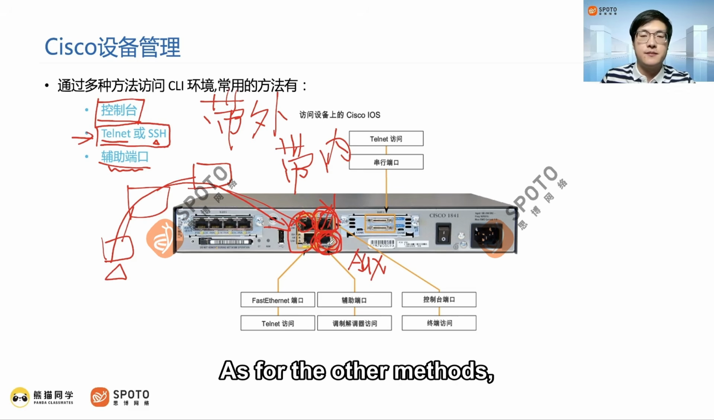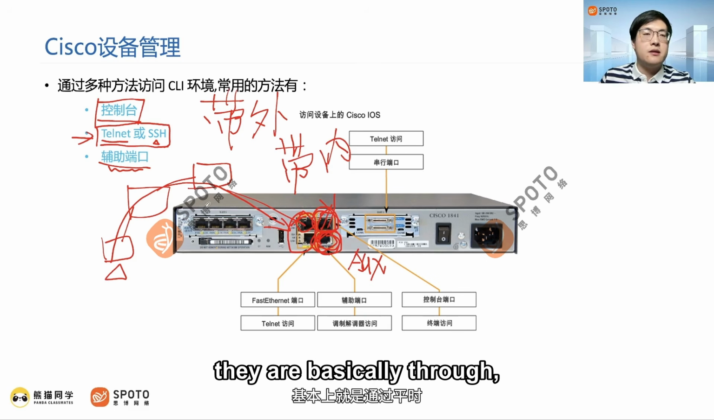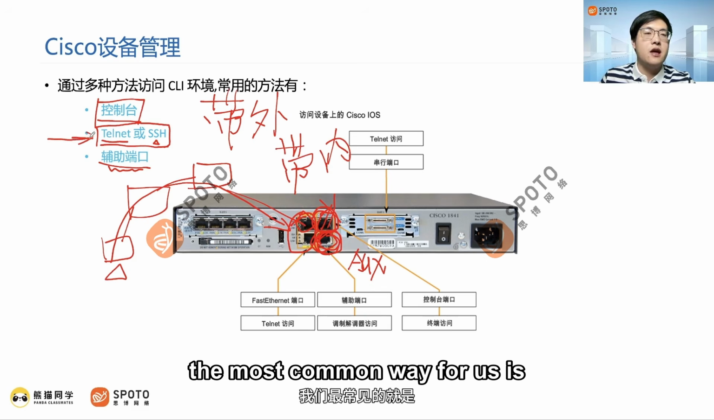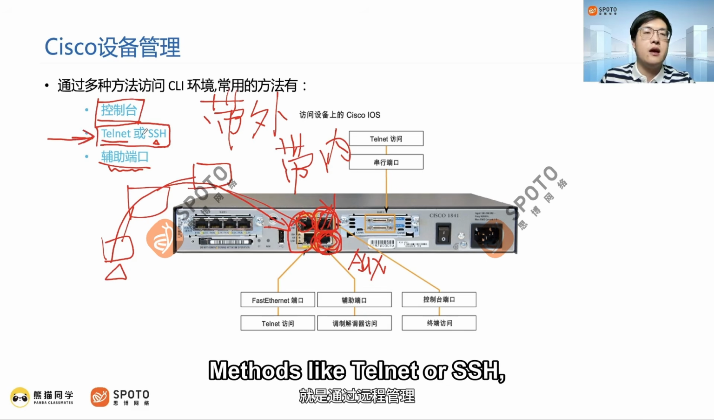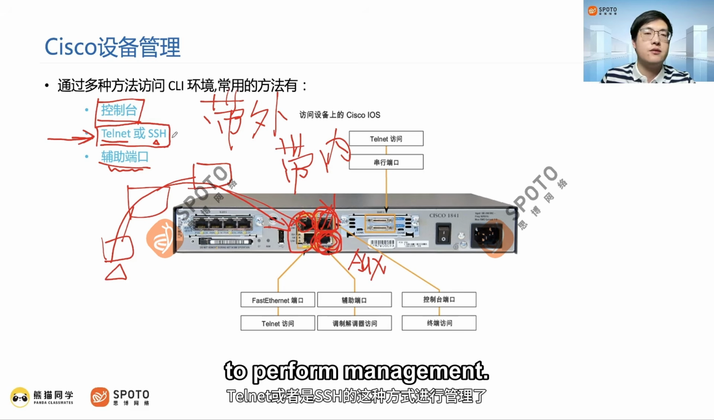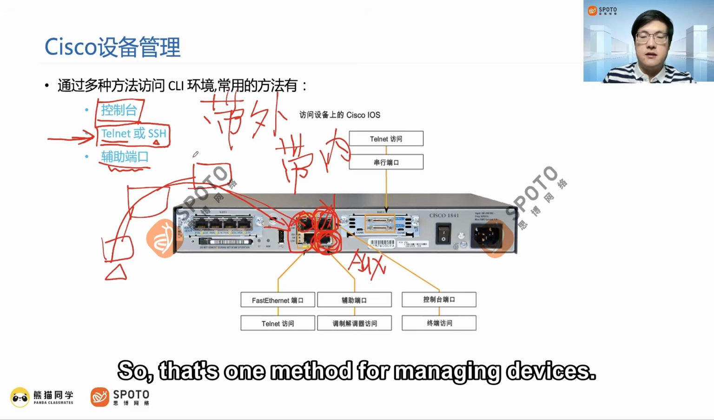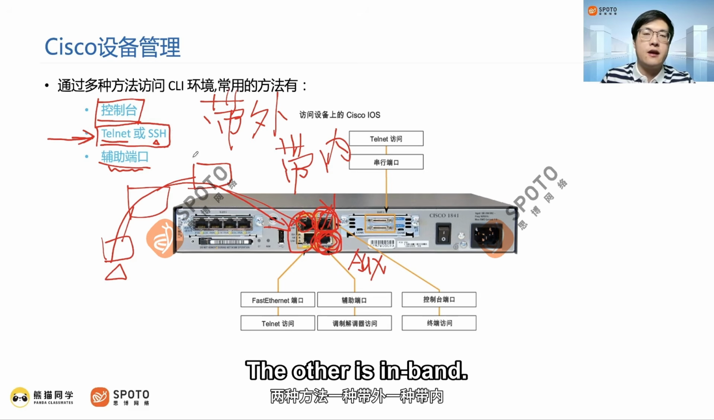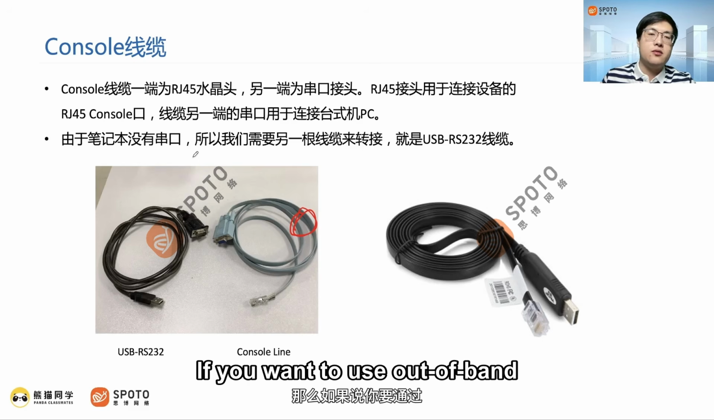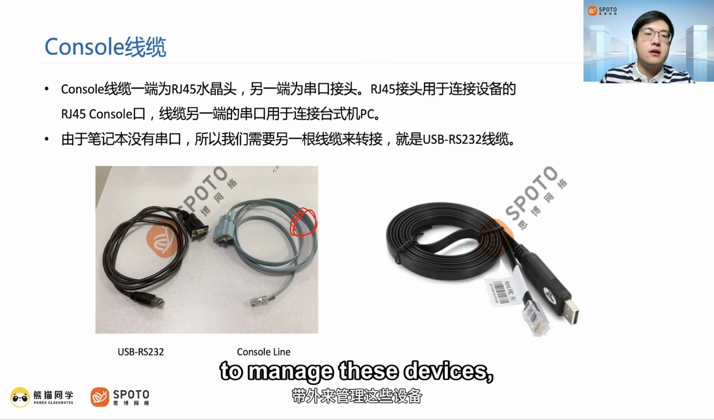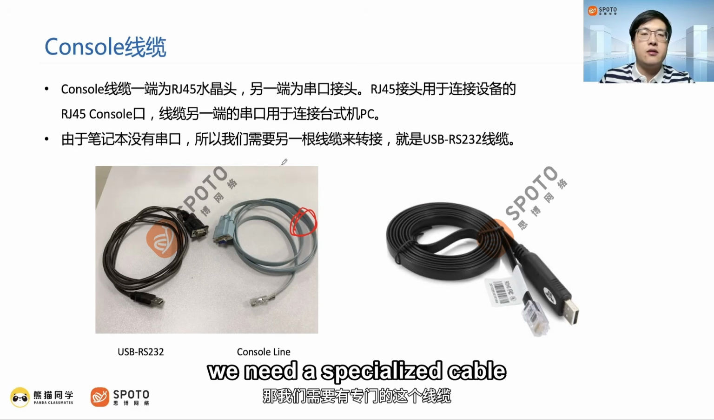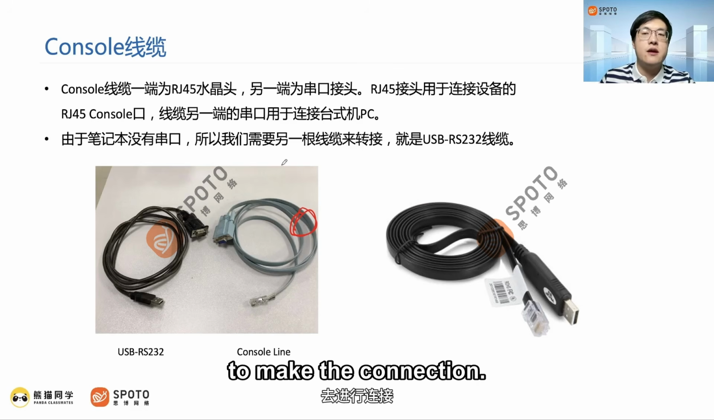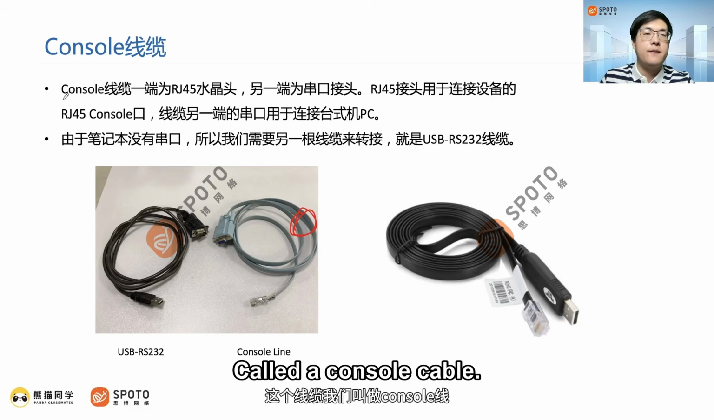As for the other methods, the most common way for us is through remote methods like Telnet or SSH to manage. Okay. So, that's one method for managing devices. There are two methods. One is out of band, the other is in band. If you want to use out of band to manage these devices, we need a specialized cable to make the connection. This cable is called a console cable.